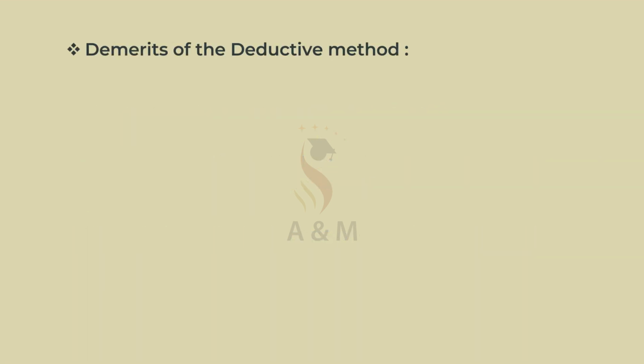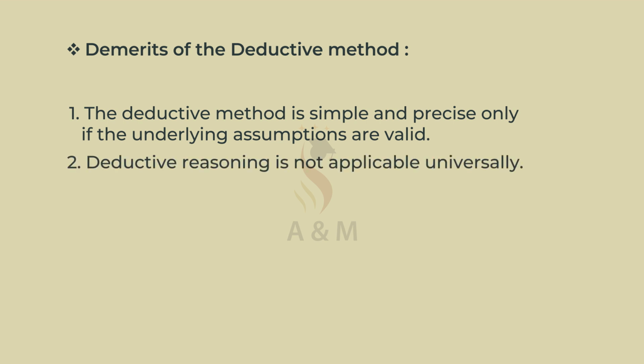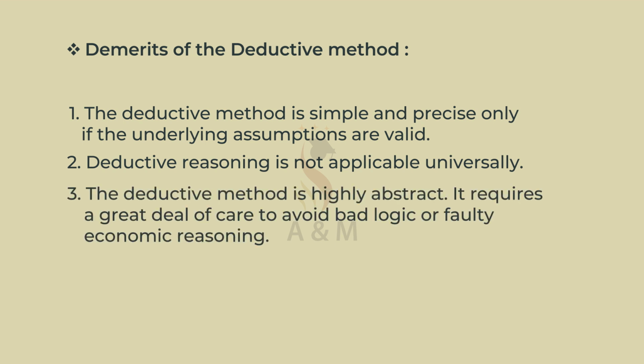The demerits of the deductive method are as follows. The deductive method is simple and precise only if the underlying assumptions are valid. Deductive reasoning is not applicable universally. The deductive method is highly abstract. It requires a great deal of care to avoid bad logic or faulty economic reasoning.